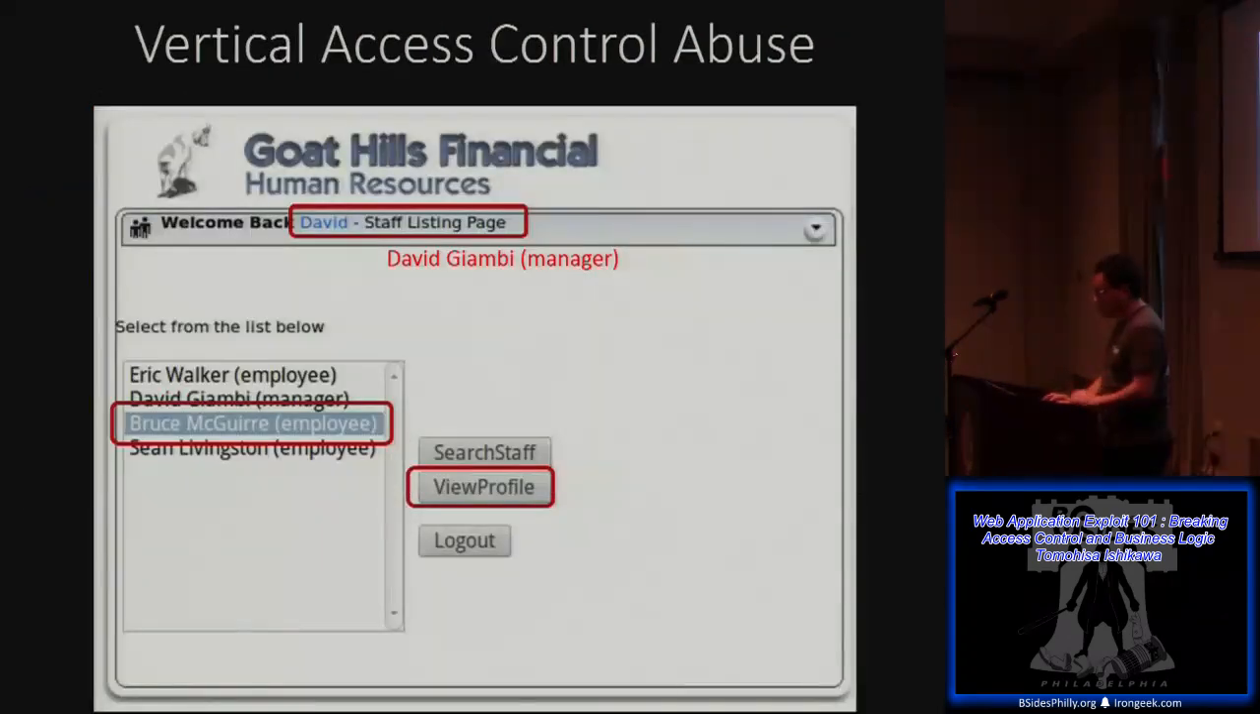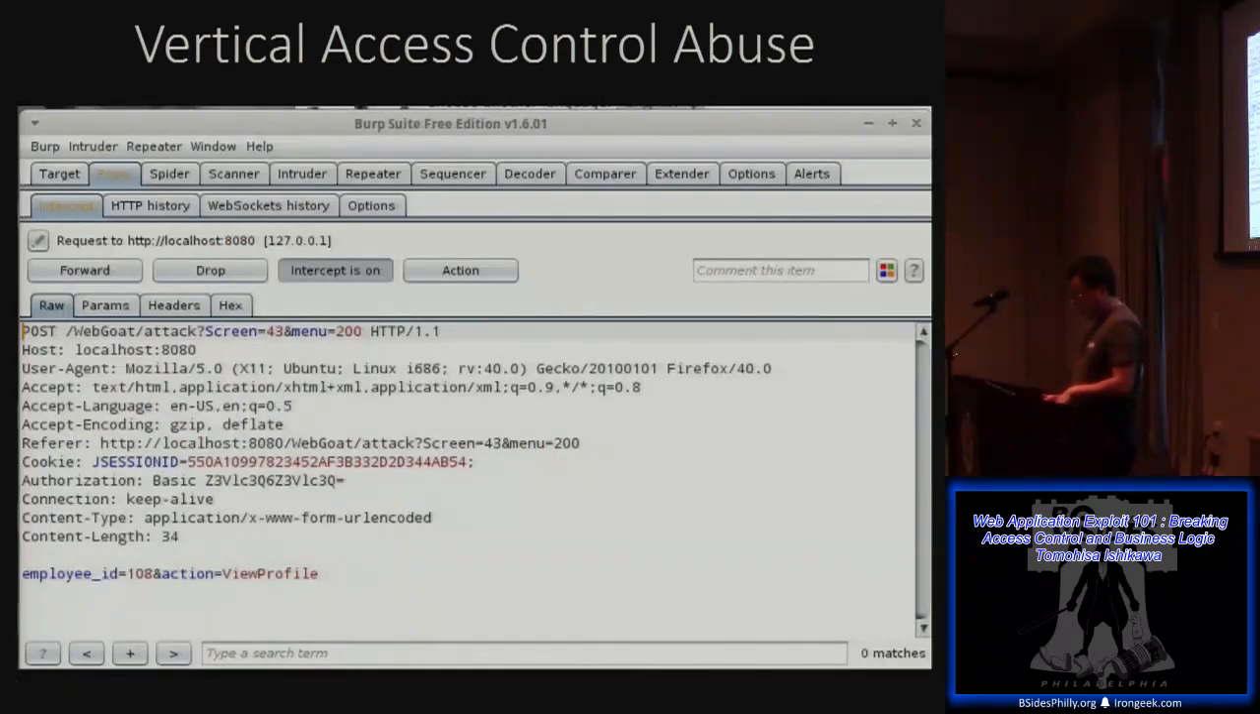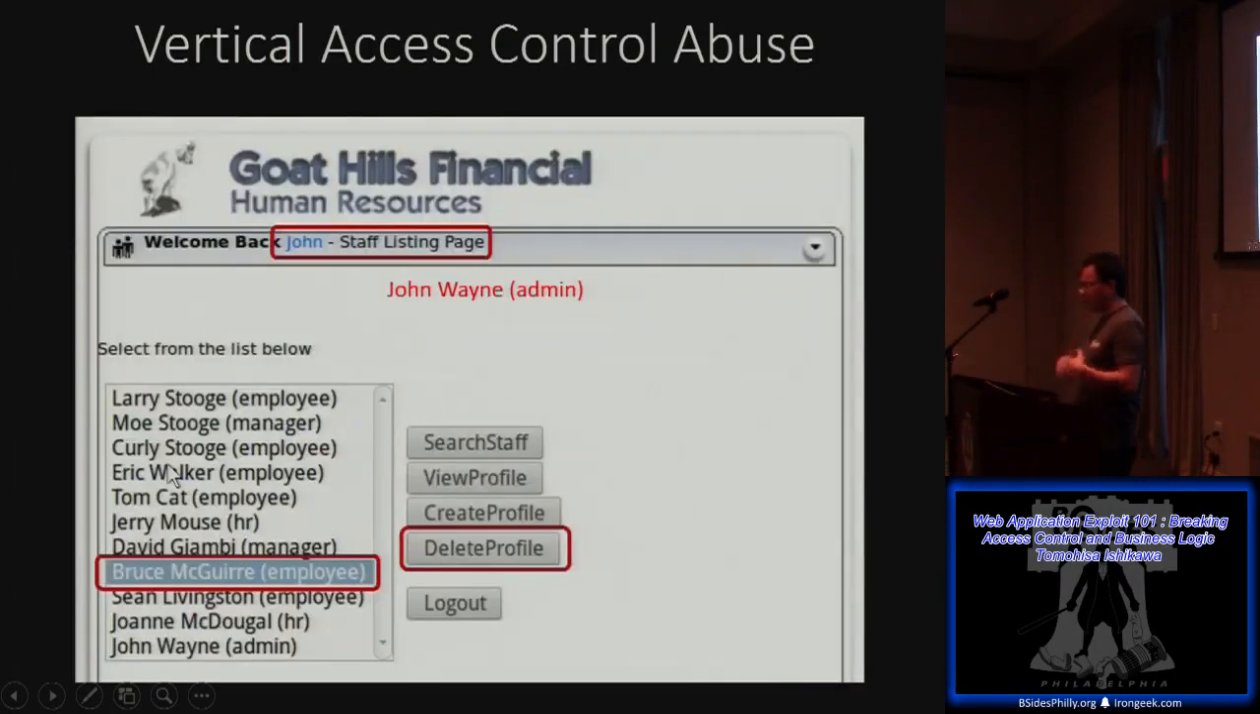Cool. I'll show you another example, of vertical access control abuse. Here is David. It's a web application, also vulnerable. David is a manager, and a manager can see several employees or team members. Here is Bruce under David, and since David is a manager, he can see the profile of Bruce. If you click this link, an HTTP request like this is sent. On the contrary, John is an administrator. Since he is an administrator, he can see all employees, including Bruce.